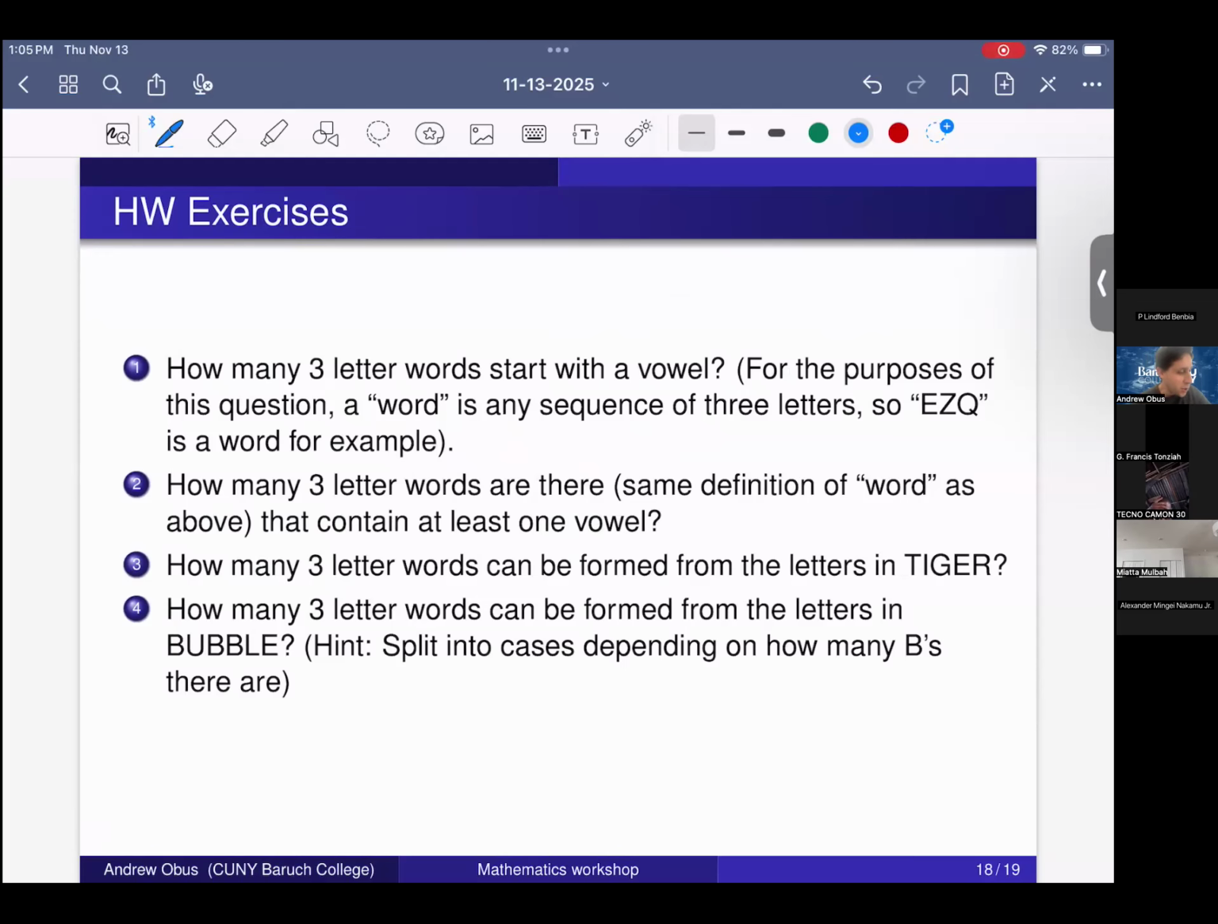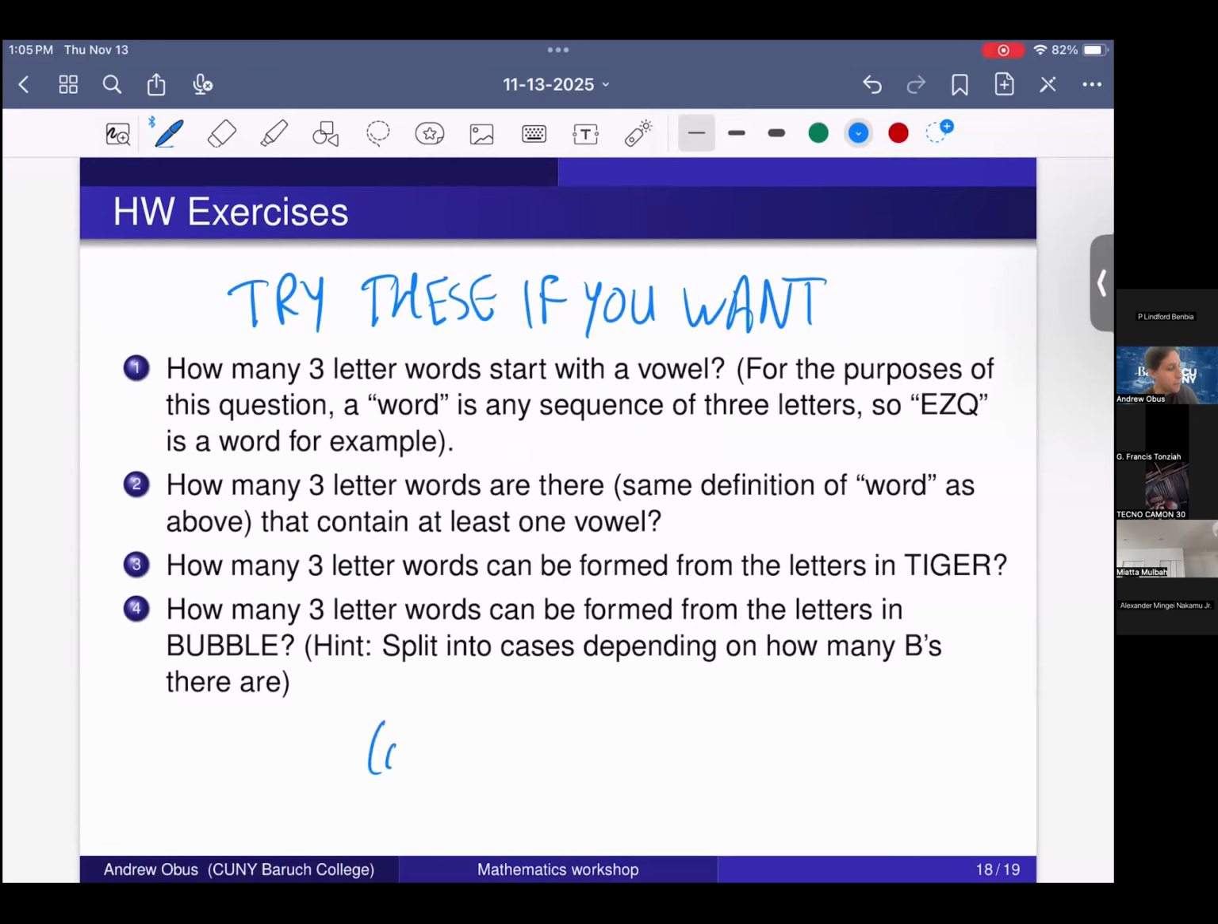We have these homework exercises. You can try them if you want. But I haven't really told you how to solve them. Some of them may be a little bit of a challenge. But they can all be solved using this independence principle. Okay, the first couple are not so hard, and then the last one may be a little bit harder.